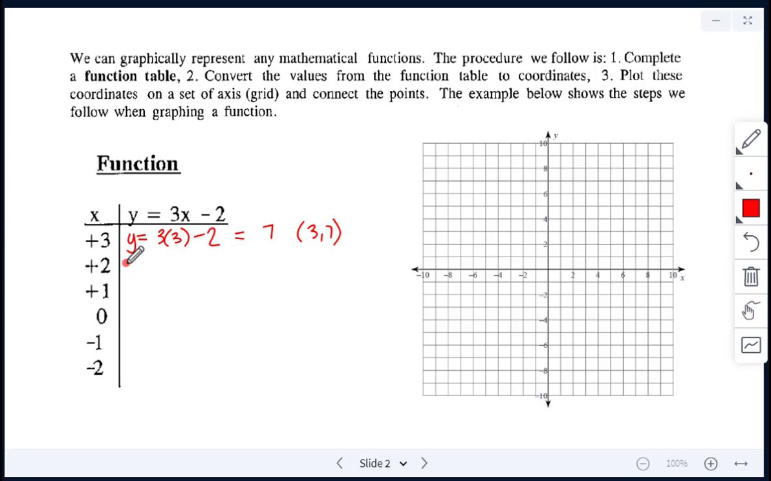Good. Next, our x value is 2, so we're substituting it in our equation. It becomes 3 times 2 minus 2. So 3 times 2 is 6, minus 2, which gives me 4. So our next point would be at 2, 4. Next, our x value is 1. So 3 times 1 minus 2. 3 times 1 is 3, minus 2 gives me 1. So therefore, my next point here is 1, 1.